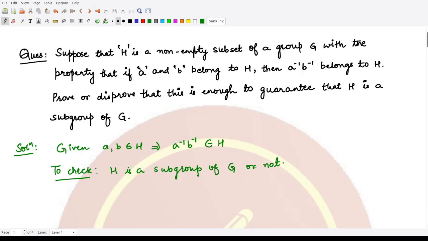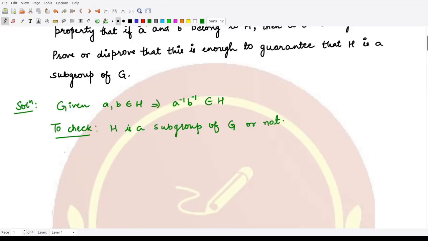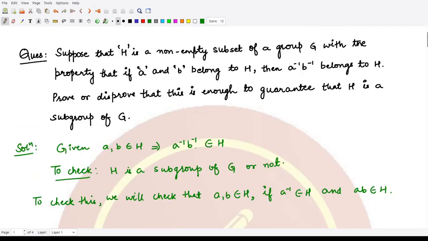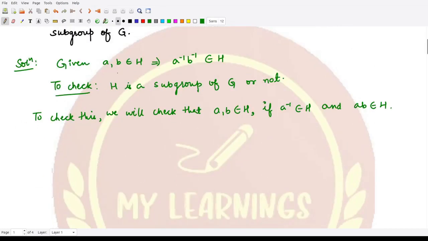So here in order to do that, we will check, for the elements A, B belonging to H, if A inverse belongs to H, right? And we will also check AB belongs to H. So using this subgroup test, if both the conditions are satisfied, then our subset H would be a subgroup of G, otherwise not. And we have to make use of this condition only.